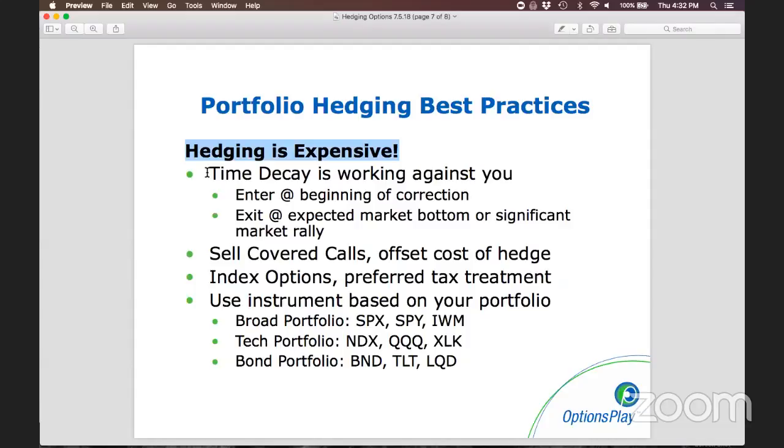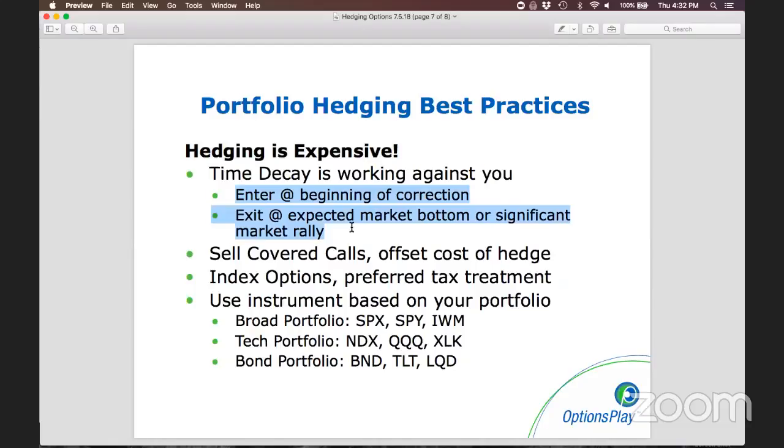The biggest thing working against you when you're hedging is time decay. Time decay is always working against you. So in order to minimize time decay, there are a few things you can do. Number one, you want to enter and exit very quickly, meaning you want to enter the hedge when you expect the beginning of the correction. You don't want to enter early. You don't want to anticipate a correction and then put on a hedge in advance of that. You only want to start that hedge when you feel the markets are starting to turn lower.